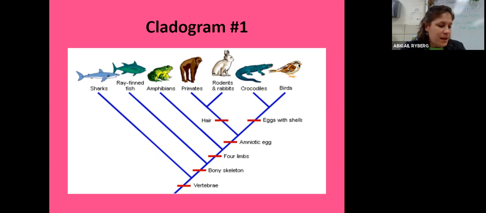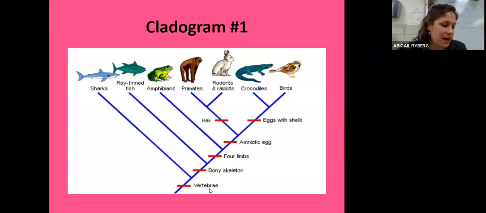Question 2, which organism is most closely related to the rodents and rabbits? Here again are the rodents and the rabbits, and the thing most closely related to them is the primates right here. Those 2 are the most closely related. Question 3, what 5 traits do the bird and its closest relative share? Birds are way over here, and its closest relative is the crocodile. The 5 traits they have in common are actually all of these: eggs with shells, amniotic egg, 4 limbs, bony skeleton, and vertebrae.